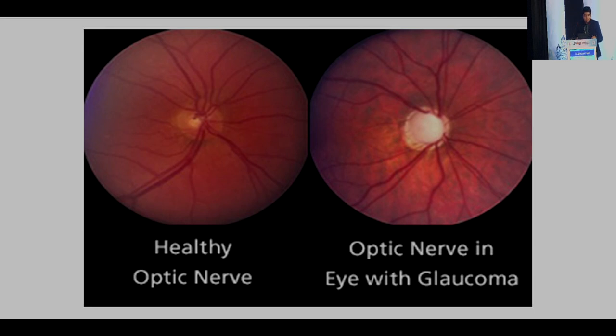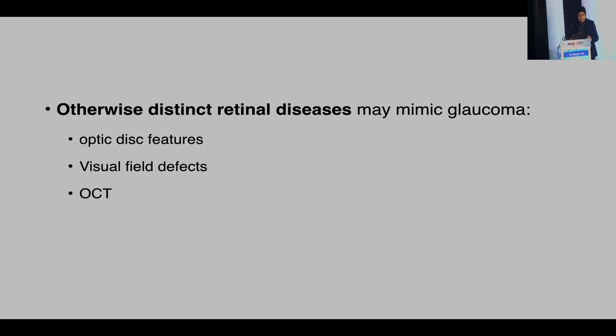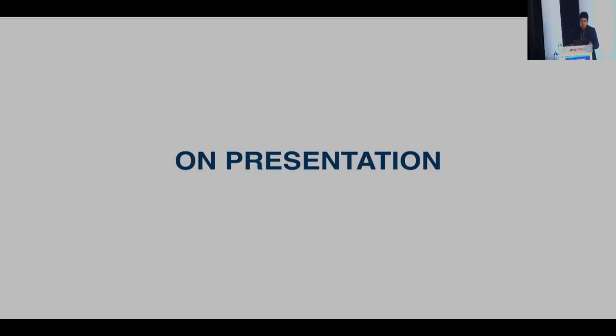So once again, if you look at the fundus, there's a healthy optic nerve and there's an optic nerve with glaucoma, but not all of it is caused sometimes by ganglion cell loss. Not all of it is caused by changes in and around the papillary region. Sometimes changes in the macula along the arcades can also cause a retinal disease to mimic glaucoma. So there are distinct retinal diseases that can mimic glaucoma because of optic disc features, visual field defects, or OCT changes.